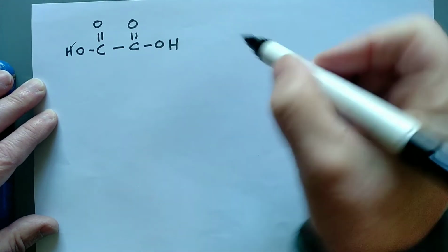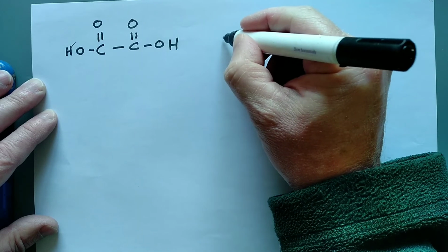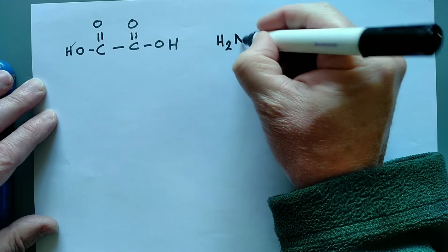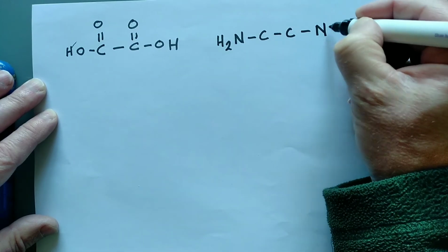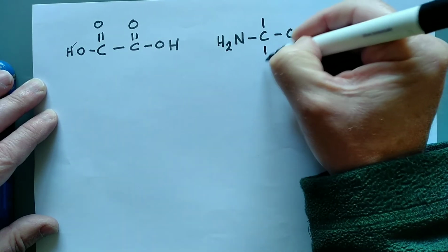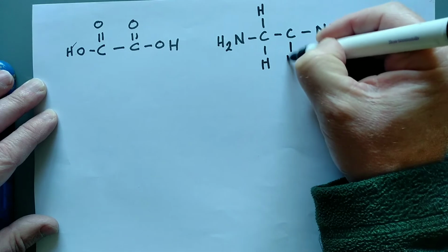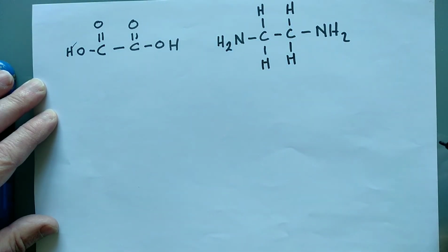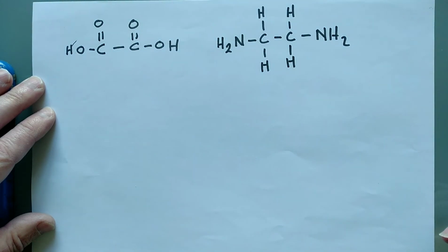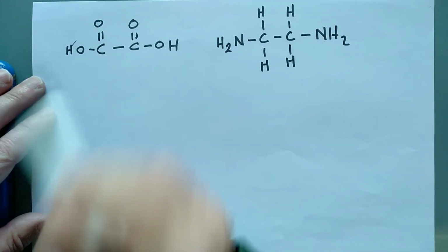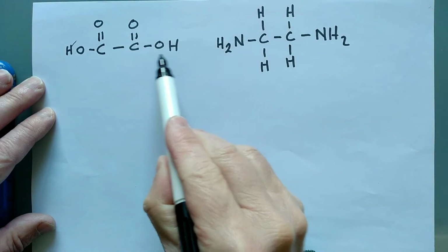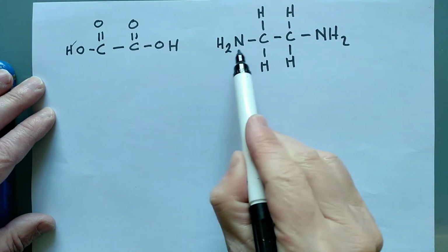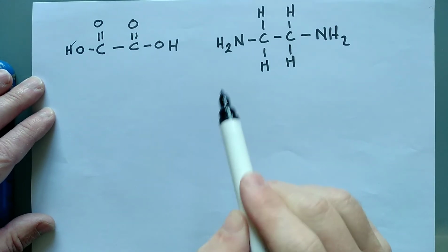Now, this will react with something which has on it two amine groups. That would be called maybe ethylene diamine. So we've got a diamine and a dicarboxylic acid. Now, what then happens is this group here reacts with this group here, removing water.